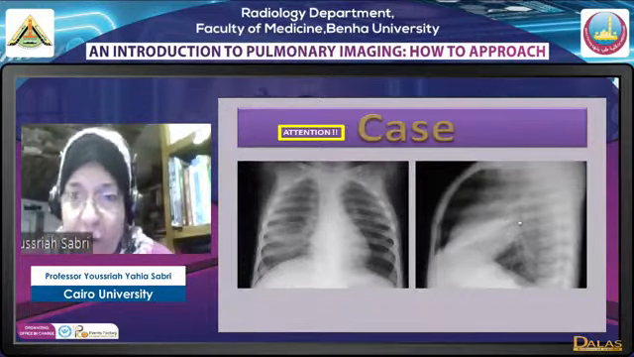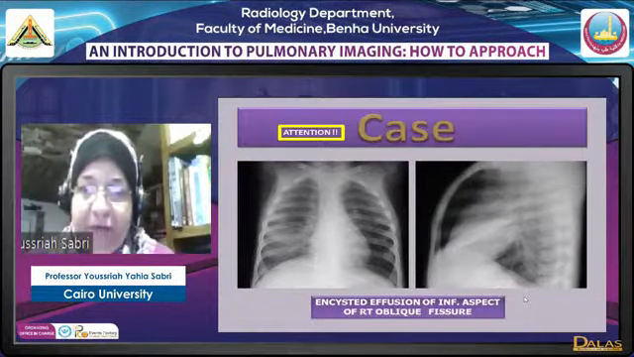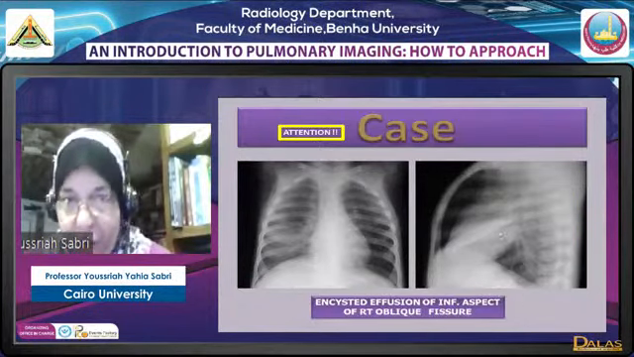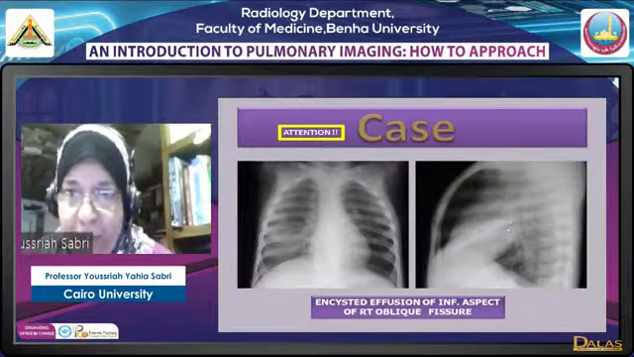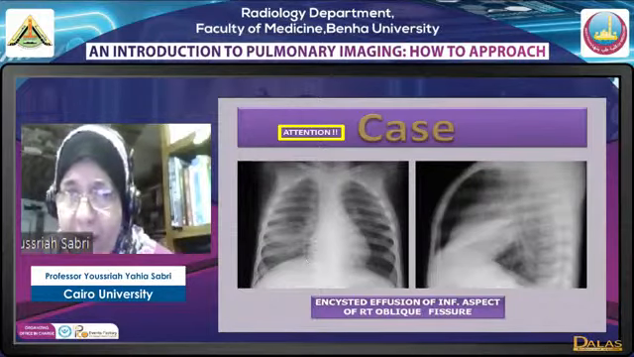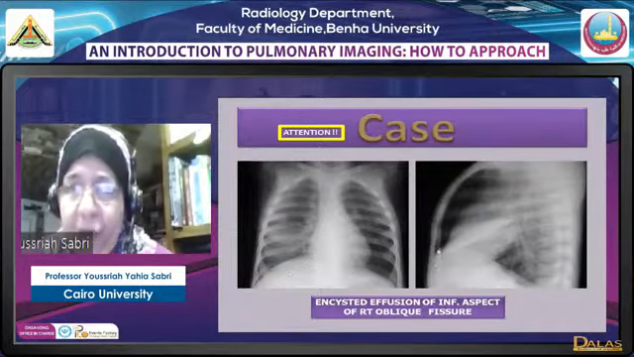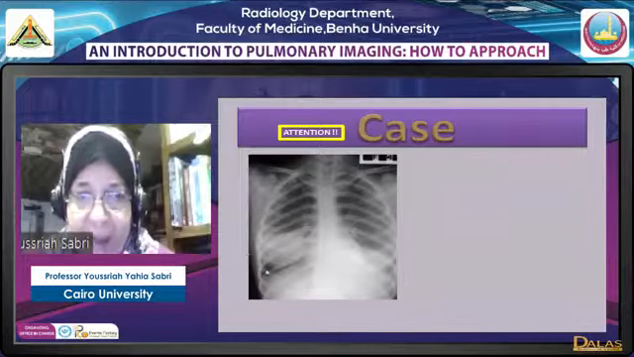And this biconvexity will be equal to an encysted effusion of the inferior aspect of the right oblique fissure. So we have the previous lesion, we have a concavity, which means we were dealing with obscuring of the heart, meaning a middle lobe lesion which is collapsed. Here we have no obscuring of the heart border and biconvexity in the lateral, meaning we have a loculated effusion. In this case, we have now obscuring of the cardiac border.